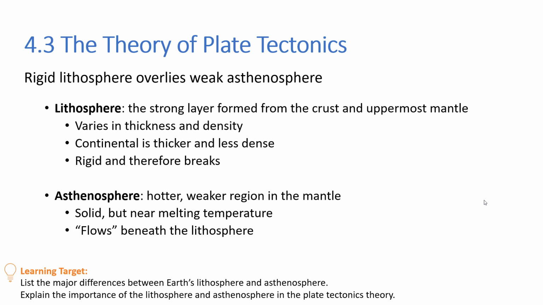Underneath the lithosphere, we have the asthenosphere. This is a hotter, weaker, softer region in the mantle that's solid, but because rock is near its melting temperature, it's able to flow beneath the lithosphere. The lithospheric plates are also called tectonic plates.